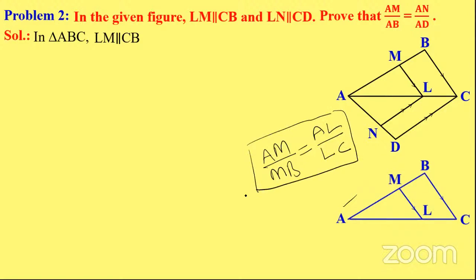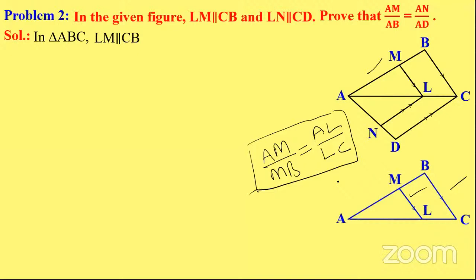Sir, AM by MB is equal to AL by LC is the basic proportionality theorem when ML is parallel to BC, LM parallel to CB. These two lines are parallel to each other. Arrow marks are there, very clear in the picture. Original picture లో separate గా మీకు అర్థం కావడానికి బయట గీశాను.